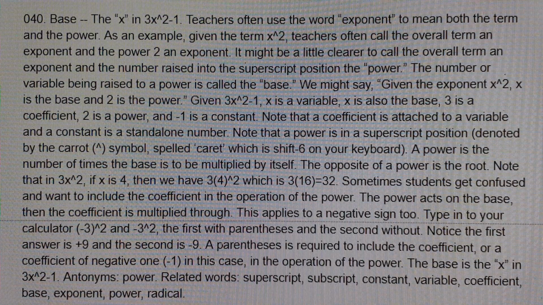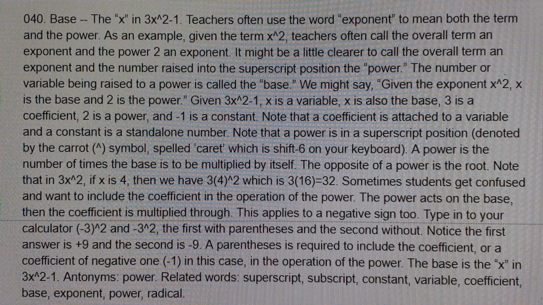Note that in 3x squared, if x is 4, then we have 3 times 4 squared, which is 3 times 16, which equals 48. Sometimes students get confused and want to include the coefficient in the operation of the power. The power acts on the base, then the coefficient is multiplied through. This applies to a negative sign too.